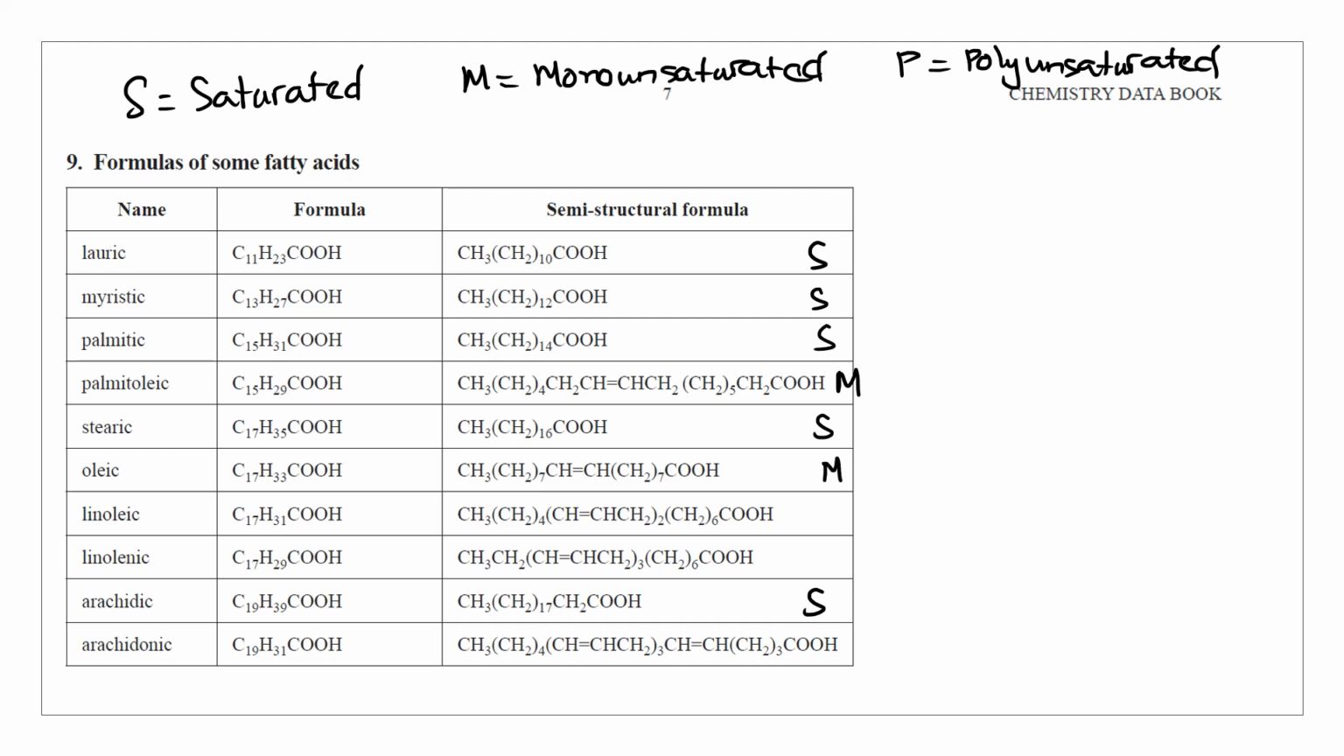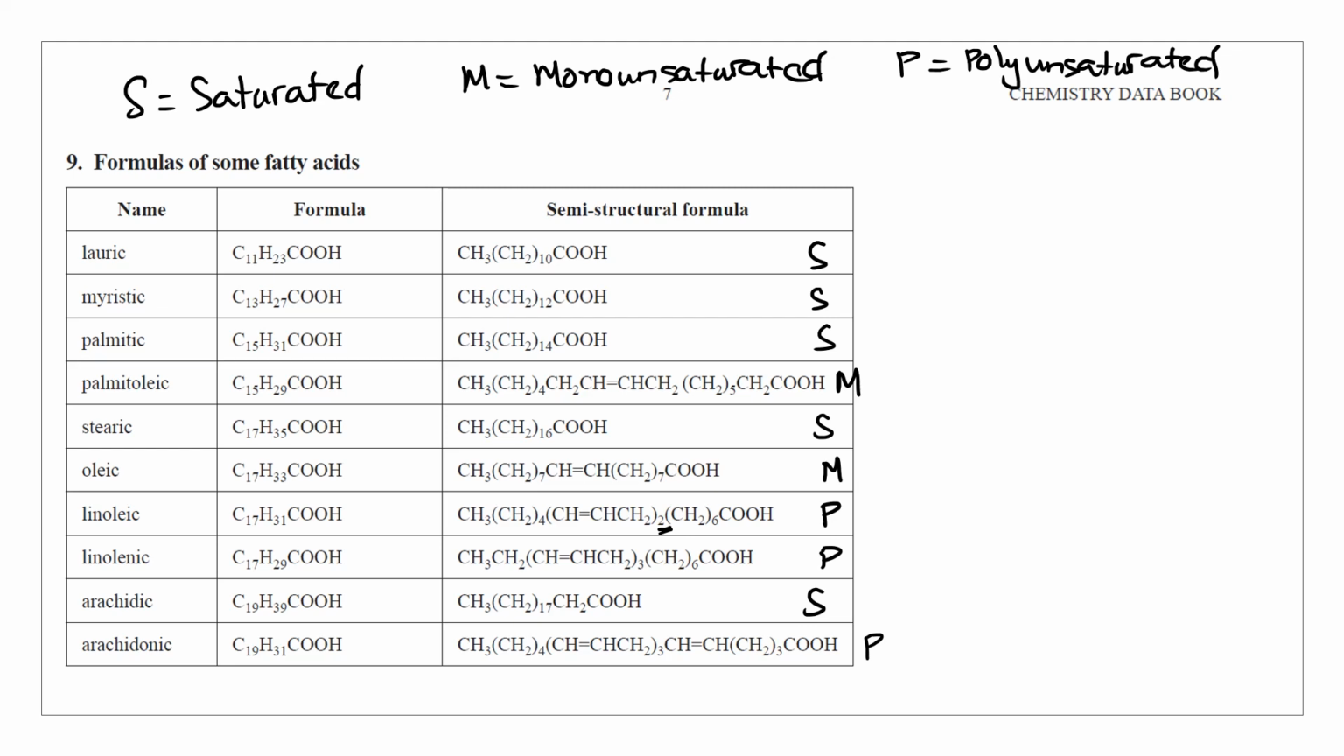And then for the others, you just need to read the semi-structural formula very carefully. So obviously there's a 2 here. Linoleic acid has 2 CC double bonds, so it must be polyunsaturated, as well as linolenic and arachidonic. I think you get it.